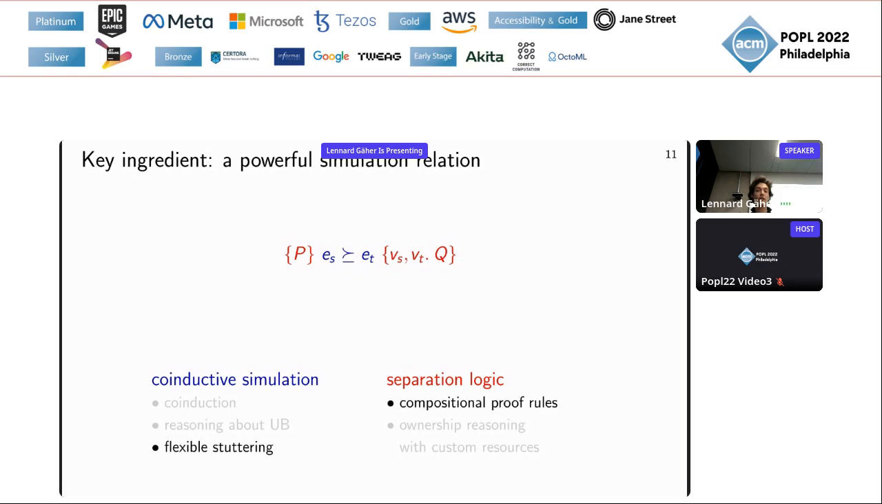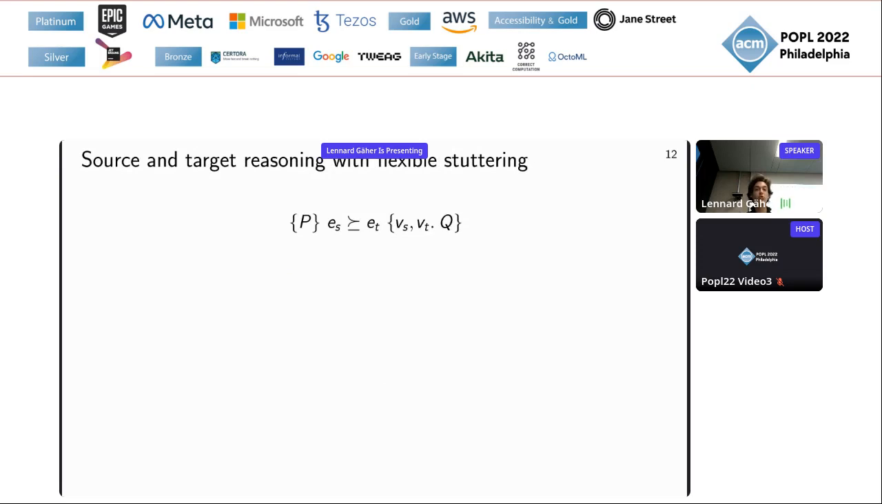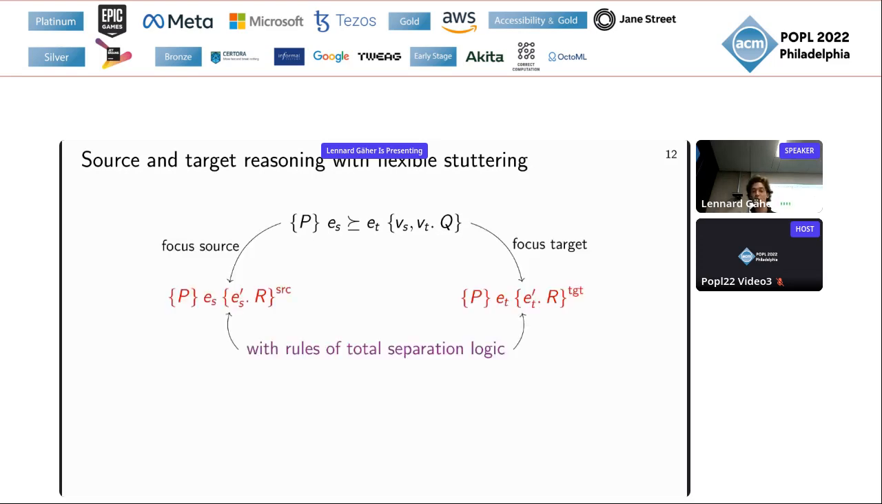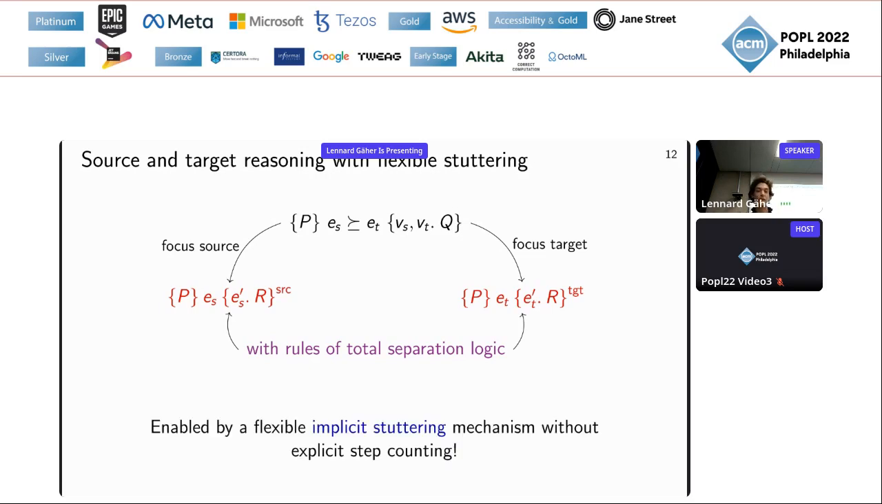And first of all, let's take a look at how flexible stuttering helps to get compositional proof rules. In particular, in addition to a powerful simulation relation, our framework also features source and target triples to temporarily focus reasoning on one side of the simulation. You can essentially imagine these as the triples from a total correctness separation logic. And we can flexibly switch between simulation, source, and target reasoning at any time. In the background, this is enabled by a very flexible stuttering mechanism. Our simulation allows us to do unbounded but finite stuttering of source and target without explicitly counting steps anywhere. But to the user of our logic, this is exposed abstractly through these source and target triples.